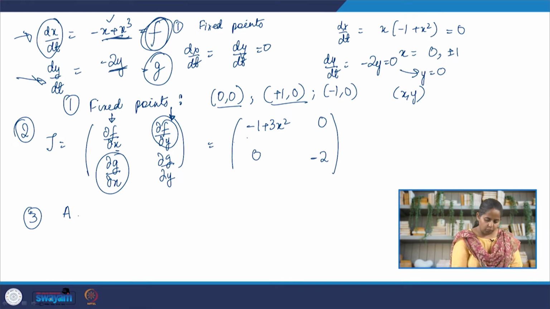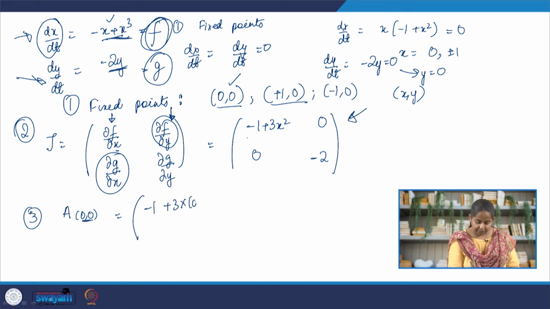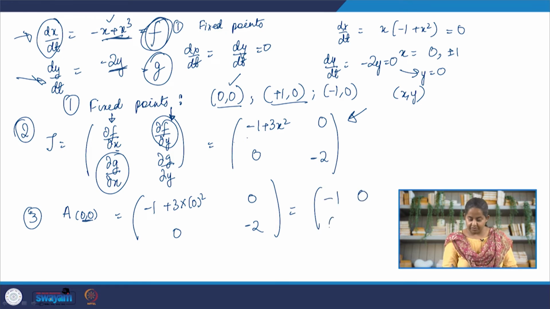Okay, so what is A at (0, 0), the first fixed point? We need to substitute the value (0, 0) in the Jacobian. What do we get? Minus 1, 0, 0, minus 2. This is our characteristic equation. Right away, you can choose to find eigenvalues and then eigenvectors, or if you are slightly on the impatient side like I am, find tau and delta right away to understand how the system behaves around the fixed point (0, 0).